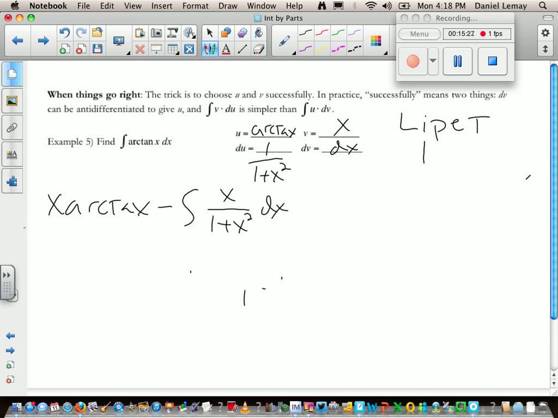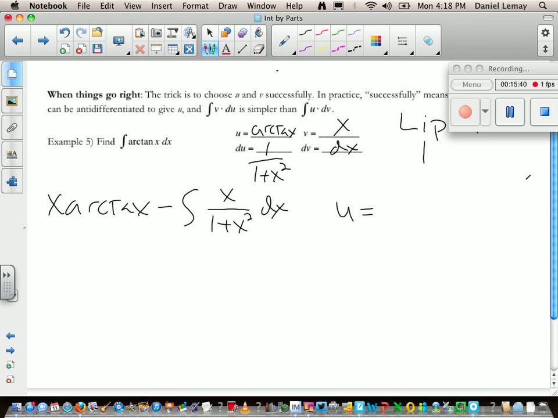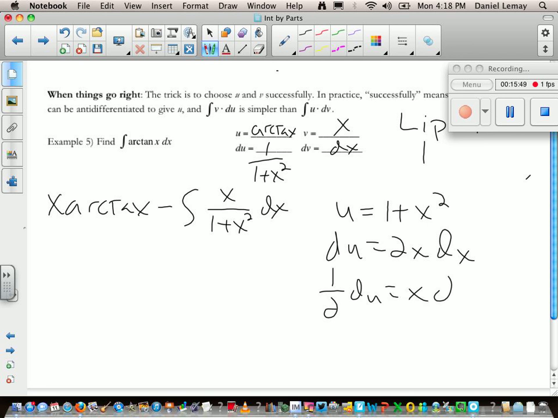Now we're going to find the antiderivative of x over 1 plus x squared. Well, that looks suspiciously to me like a u substitution, where if I say u equals 1 plus x squared, and I say du equals 2x dx, 1 over 2 du equals x dx, and then you can use that substitution. Let's see, where's our highlighter? We can use that substitution right there, right?